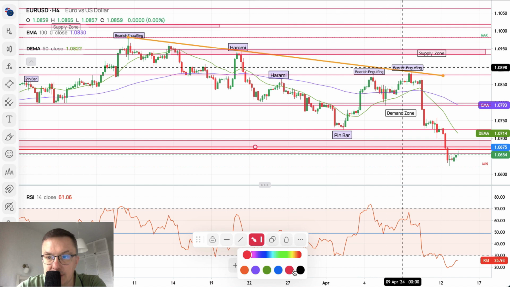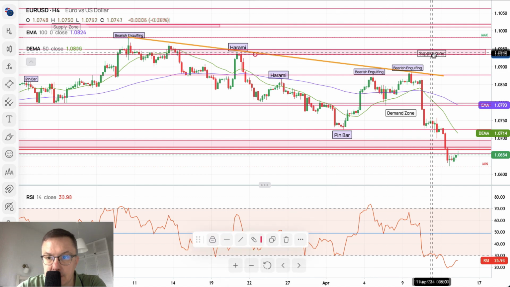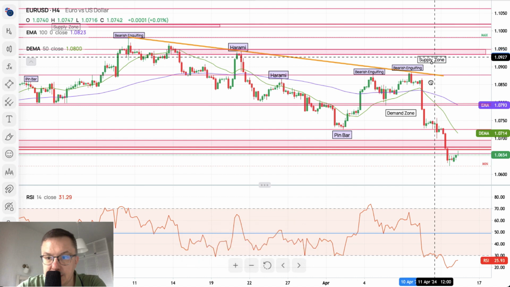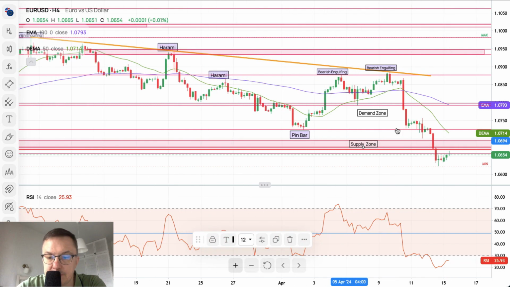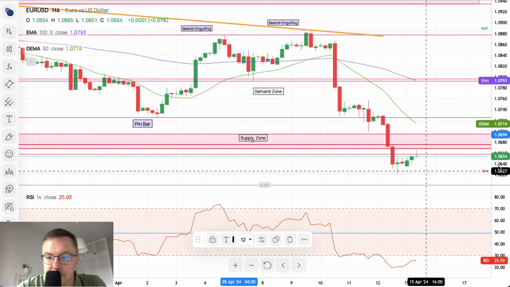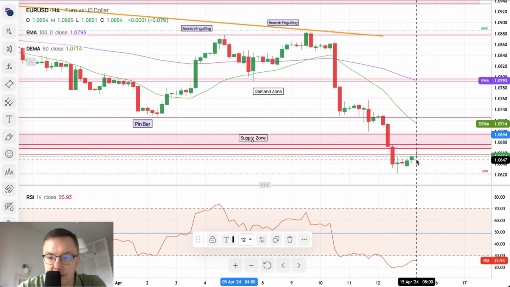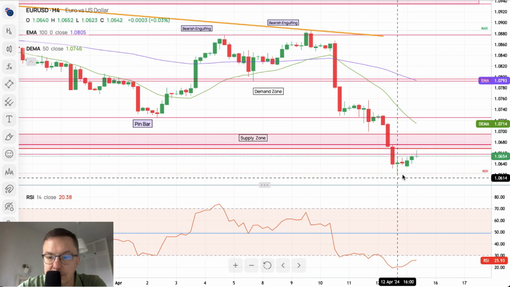So right now we got our lines in order. Let me just get this supply zone. There you go. Label here so we know what is going on. We zoom into the euro dollar, and you can see right now we're making a kind of pin bar-ish candle, maybe a shooting star, maybe something like this. This candle has not been closed yet.